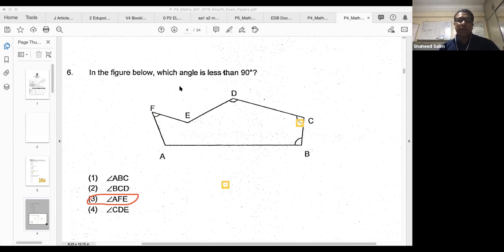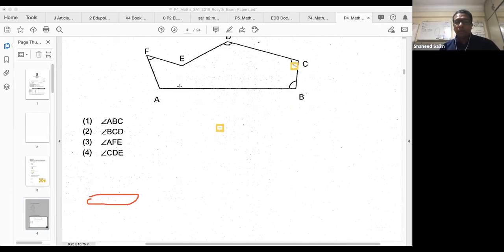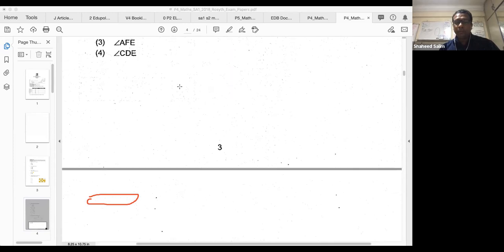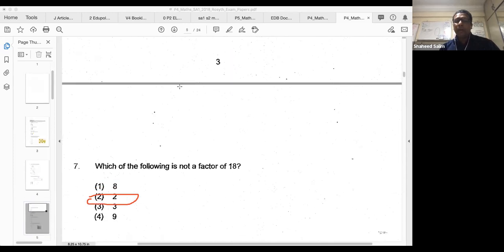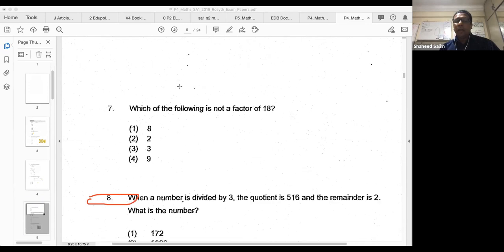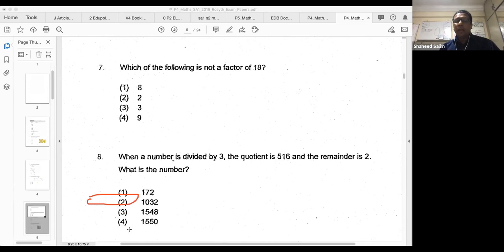Let's move on to the next one now. This one you know lah. Which of these is not a factor? Factor means it can be divided. 18 cannot be divided by one of these numbers. Which is it? 18 cannot be divided by one of these numbers.